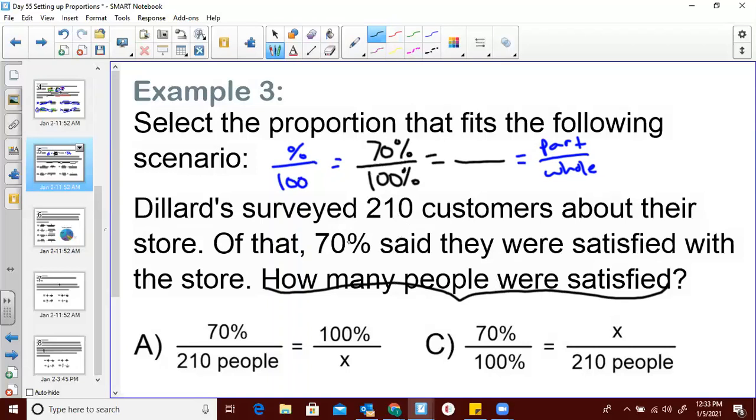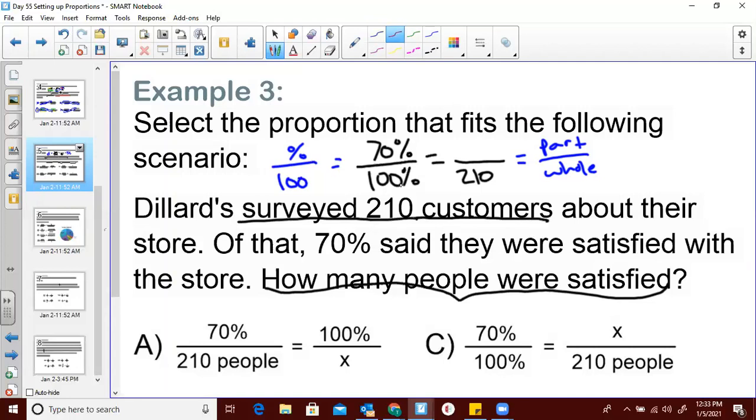It tells us that 70% of them were satisfied. We want to know how many people were satisfied. How many is that 70% out of 210? So that means my 210 is going to be my whole, because that's everybody that got surveyed, right? Dillard surveyed 210 customers. 70% were satisfied. How many people were satisfied?